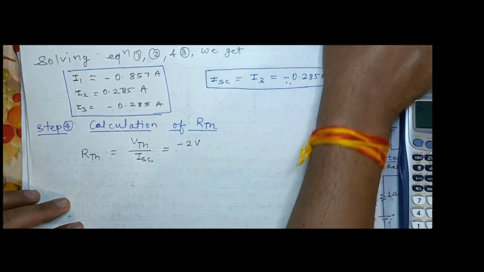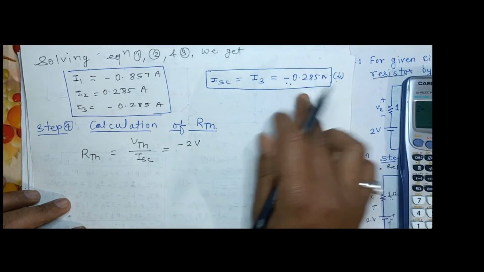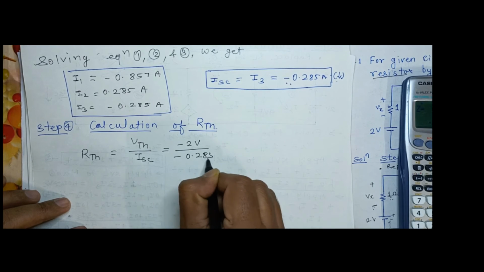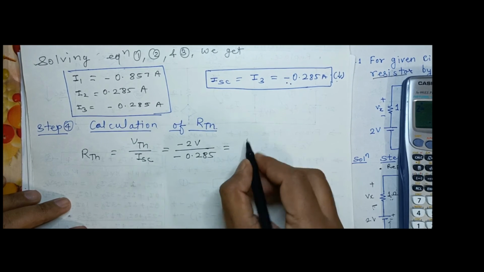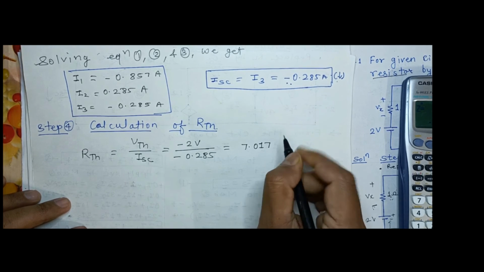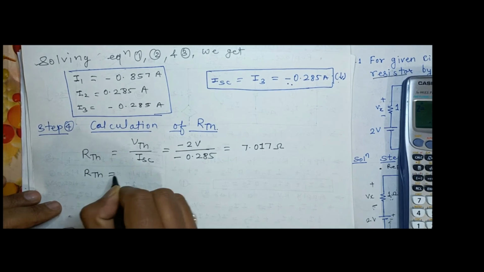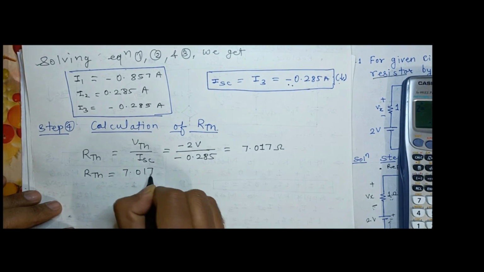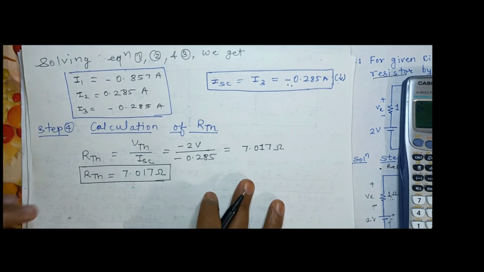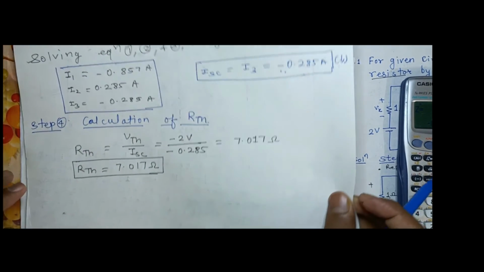Here you can see this is the 2, minus 2, and IAC equals this one. So IAC equals minus 0.285. When we simplify it, we will get 7.017, and this is ohm. So here the value of RTH is 7.017 ohm. So this is the value of RTH. And the last step is the calculation of IL.